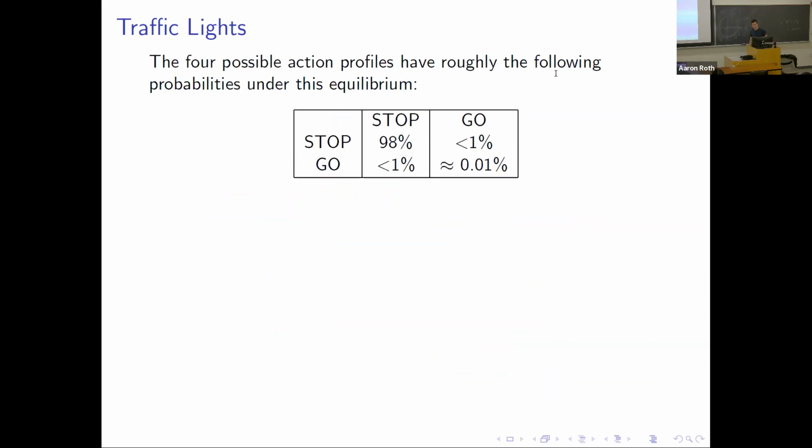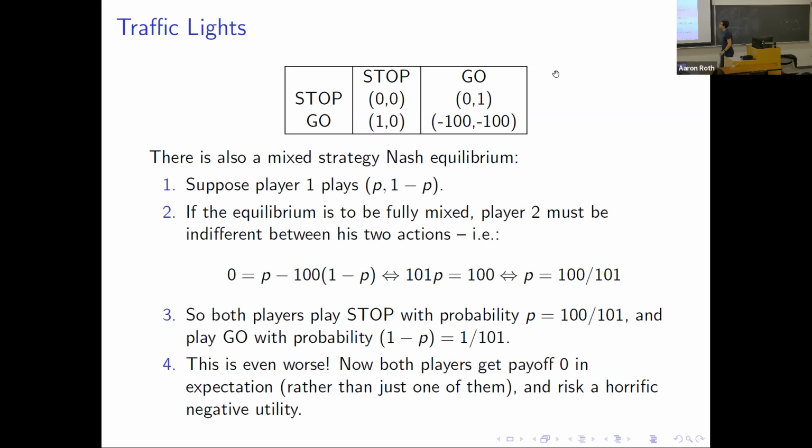Okay. So what's a good way to think about what is happening at this mixed strategy Nash equilibrium? The two players are each independently randomizing, right? With probability about 1%, they're going. With probability about 99%, they're stopping. But there's two of them.